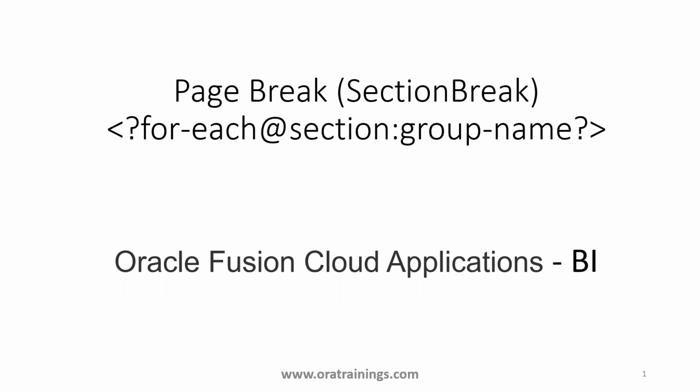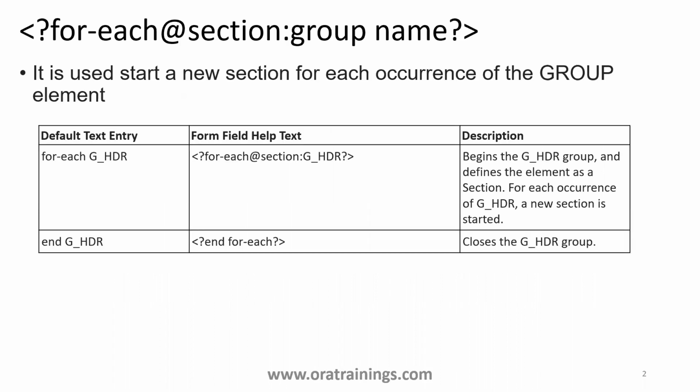In this session, we'll discuss the page break concept in Oracle Fusion BI in the RTF template. So why do we use this for-each section or page break kind of concept? Generally, if you want to generate a list of invoices and you want a new page for each invoice, then you have to use this concept. It performs a page break for each new record, so that we can print each one individually and send the invoices respectively to the different customers or suppliers.